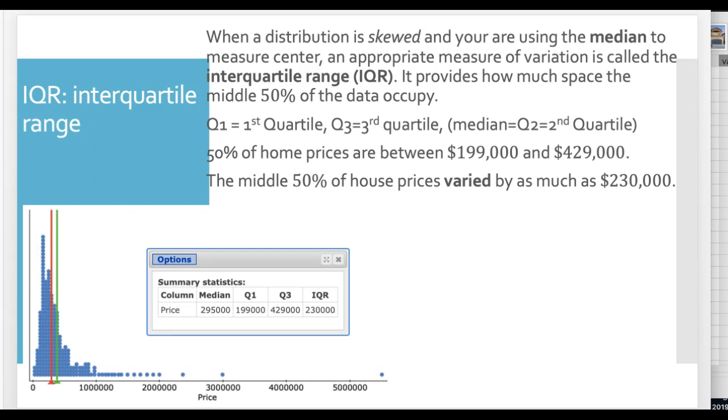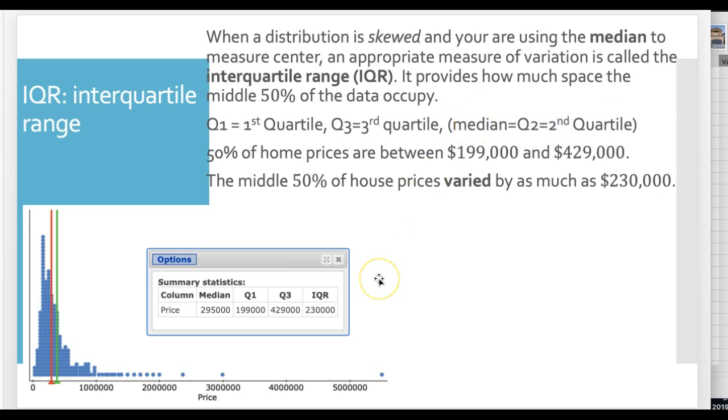If we were to apply this to the home prices, we already know what the median home price is. So let's find the interquartile range, pretty much the amount of variation around the median. What we're going to do here is find the first quartile. Q1 represents the first quartile, like the first quarter. Q3 represents the third quartile, the third quarter. The median is really the second quartile, but nobody calls it that. It's always called the median.